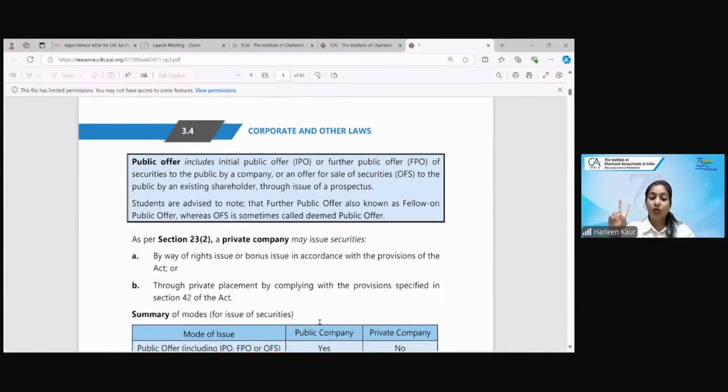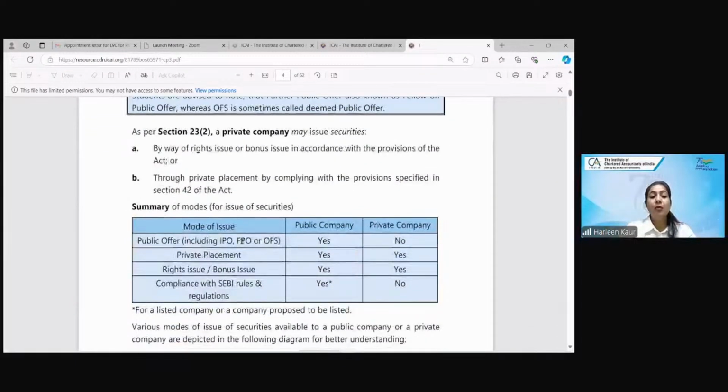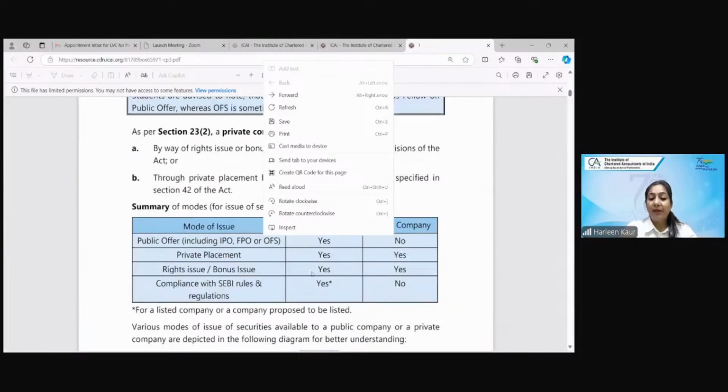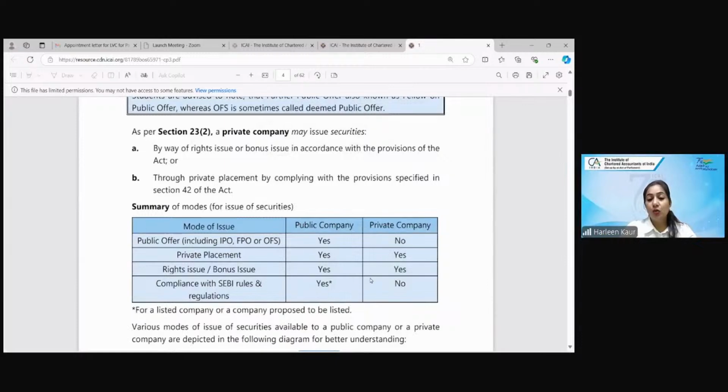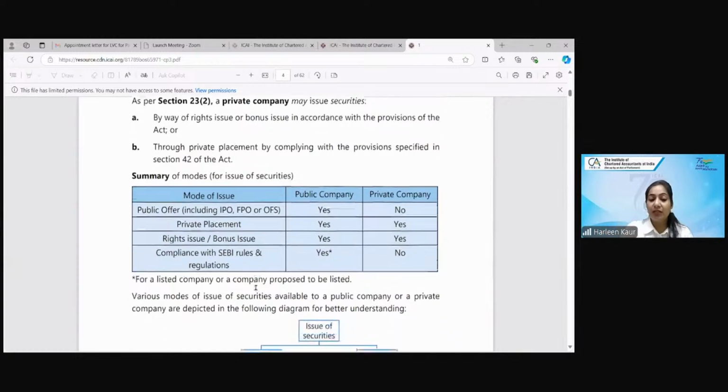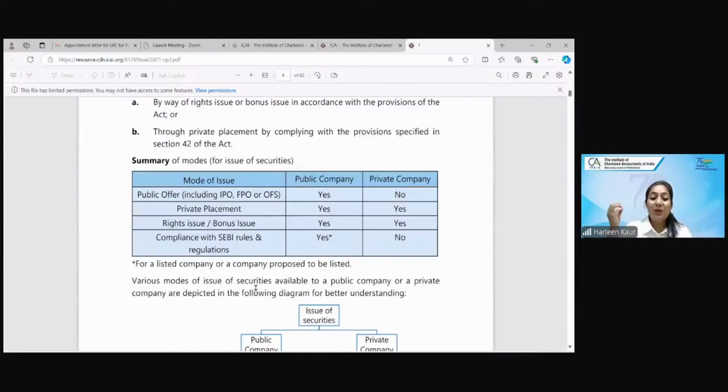A private company can only go for rights issue, bonus issue, and private placement. A public company can go for public offer, private placement, and rights issue. But a private company cannot go for public offer. Does a private company require compliance with SEBI rules and regulations? Tell me, children: yes, ma'am, or no, ma'am? Only a listed company has to follow SEBI rules and regulations. Since a private company is not going for public offer, it is not required to comply with SEBI rules and regulations for the issue of securities.